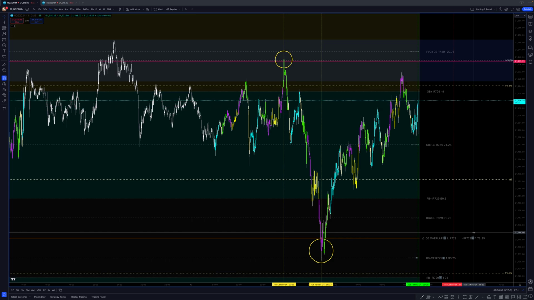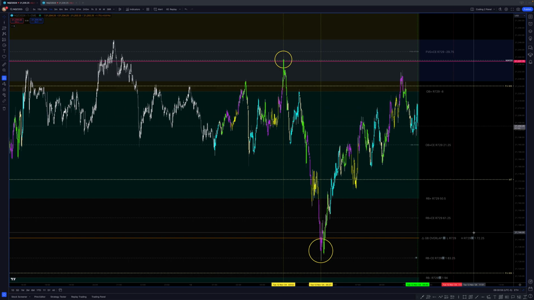I was looking at the calendar earlier for news. I didn't see anything that was major, so not really worried about that. So that's a good thing. Get a trade set up.